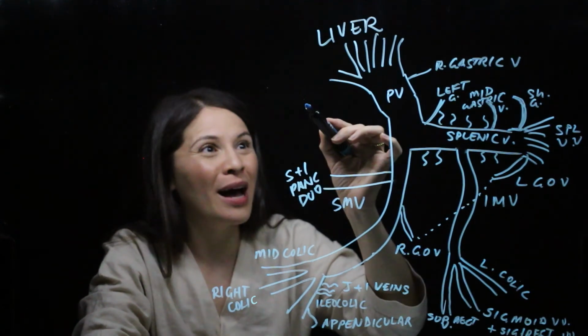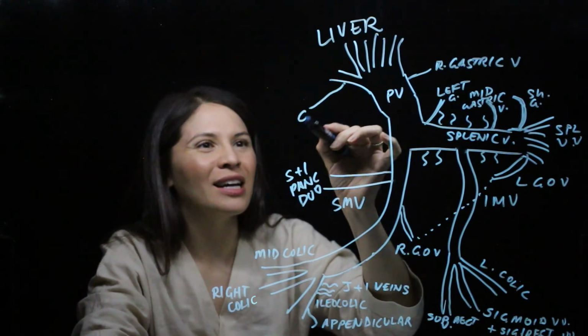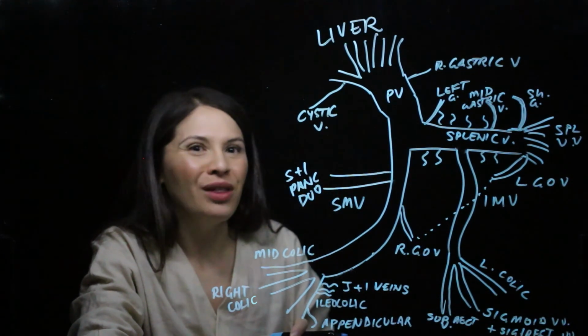And just one more to add, draining into one of these portal branches, you will have your cystic vein, and that's going to be draining the blood of the gallbladder.